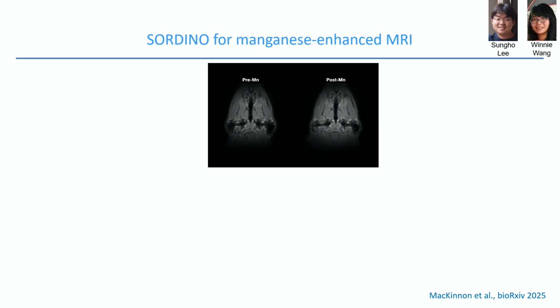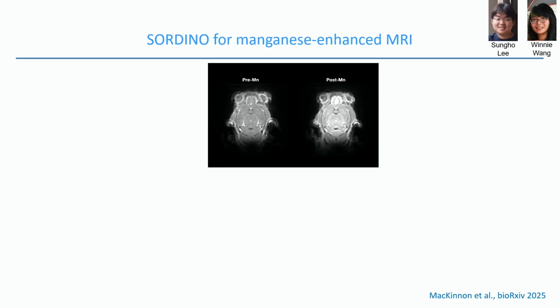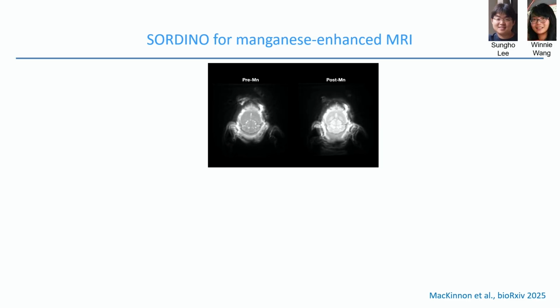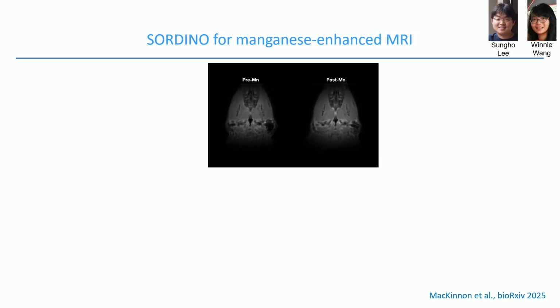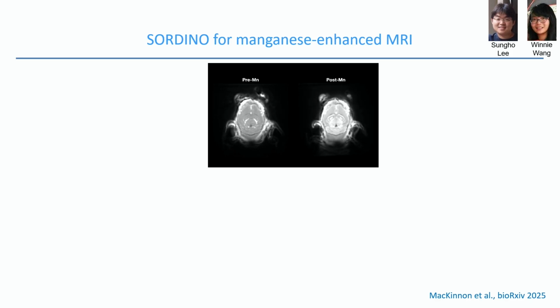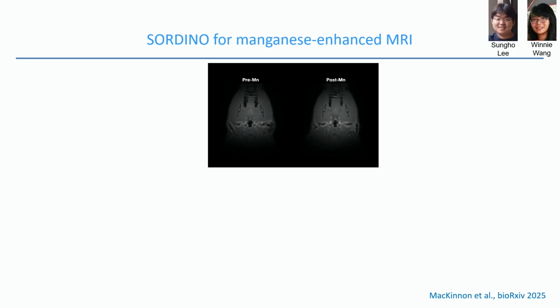You can also capture manganese-enhanced signal changes. The video on the left shows the image before the injection of manganese, the baseline, and on the right is 24 hours after IP injection of manganese. So you can see that the manganese has accumulated in the brain in a calcium-weighted pattern.